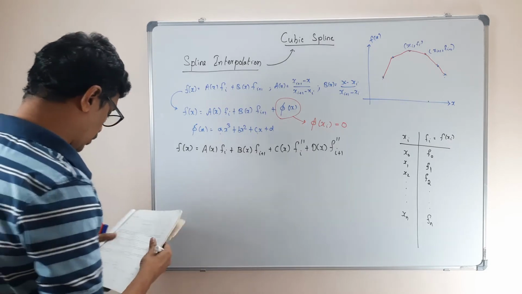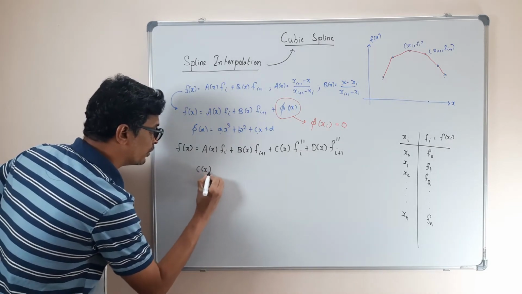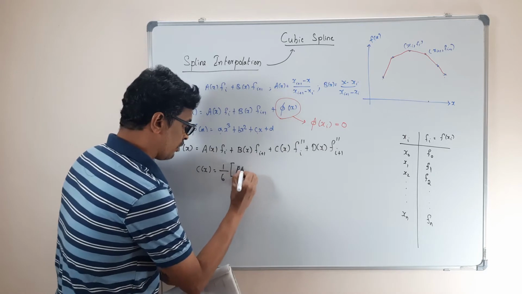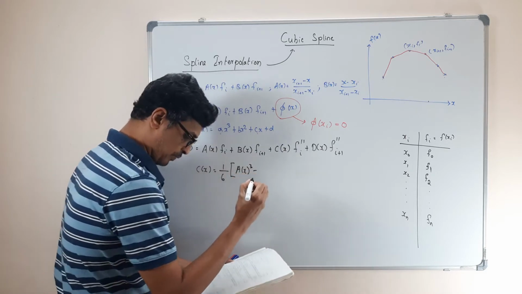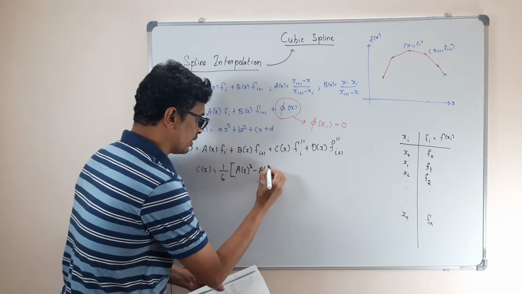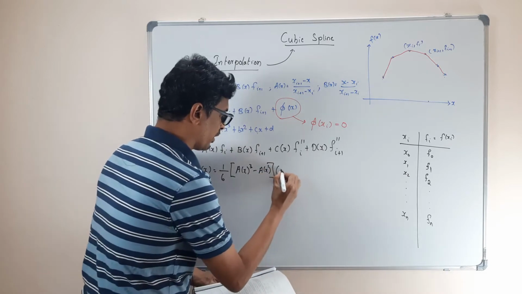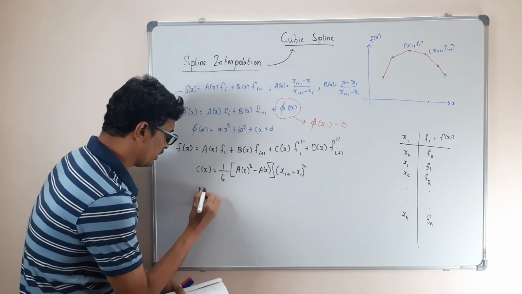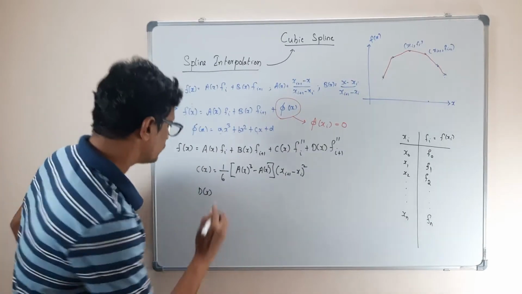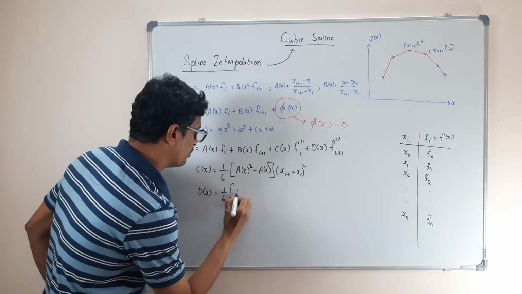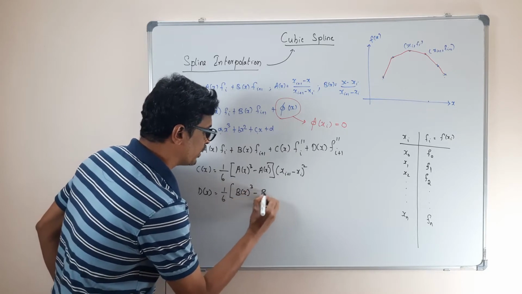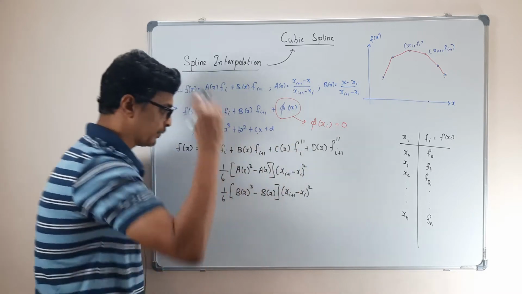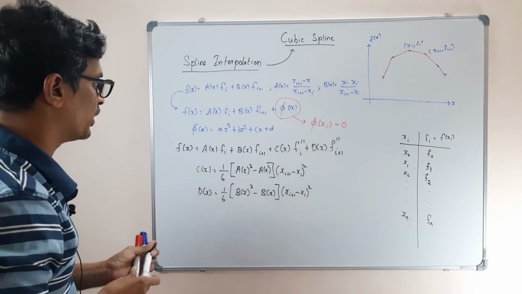What you will get is c of x equal to 1 by 6 times (a of x whole cube minus a of x) into (x_{i+1} minus x_i) whole square, and similarly d of x will be equal to 1 by 6 times (b of x cube minus b of x) into (x_{i+1} minus x_i) whole square. So this is the interpolating polynomial.